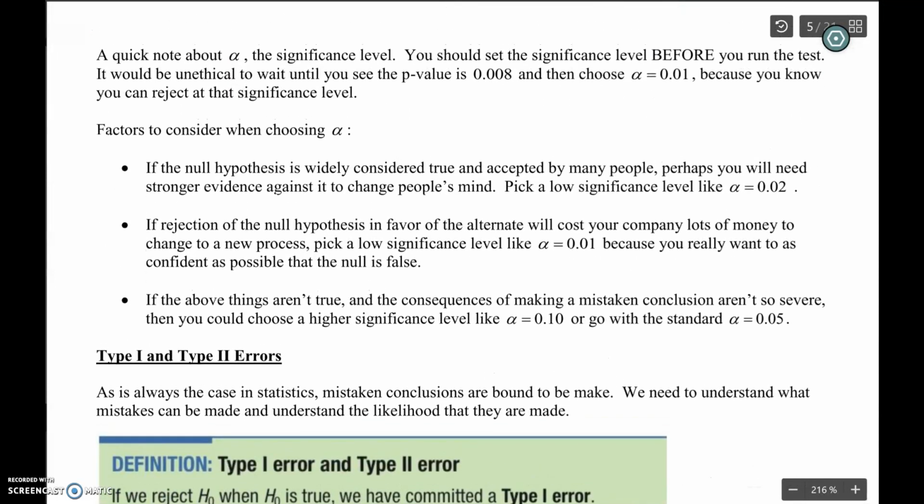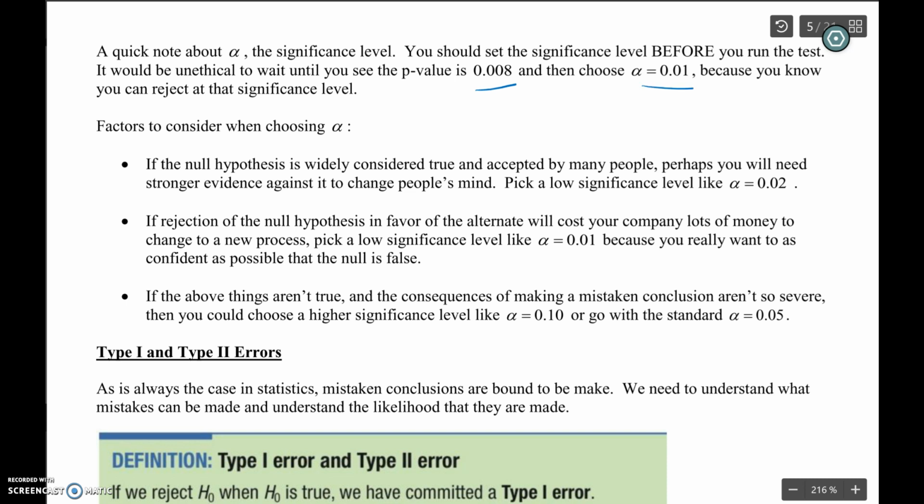All right, a quick note about alpha, the significance level. You should set this before you run the test. It would be unethical to wait until you see your p-value and then say, well, I'm going to choose an alpha value of 0.01 because I can reject at 0.1. This alpha value is going to have a certain meaning down the road. However, it's only going to have that special meaning if you pick the alpha value ahead of time, okay?